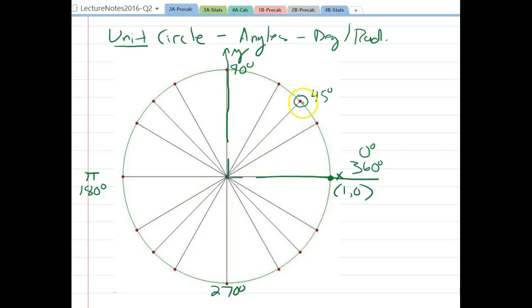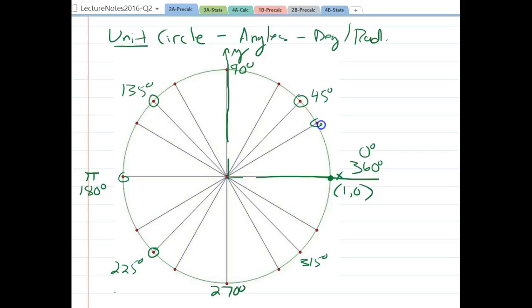Now I'm going to add 45 as I go around. This is 45. Plus 45 is 90. I come over to this one, which is another 45 degrees of rotation. That's 135 degrees. Another one over here takes me to 180. 45 degrees more takes me to 225. 45 degrees more, 270. 45 degrees more takes me to 315, and then I end up at 360.